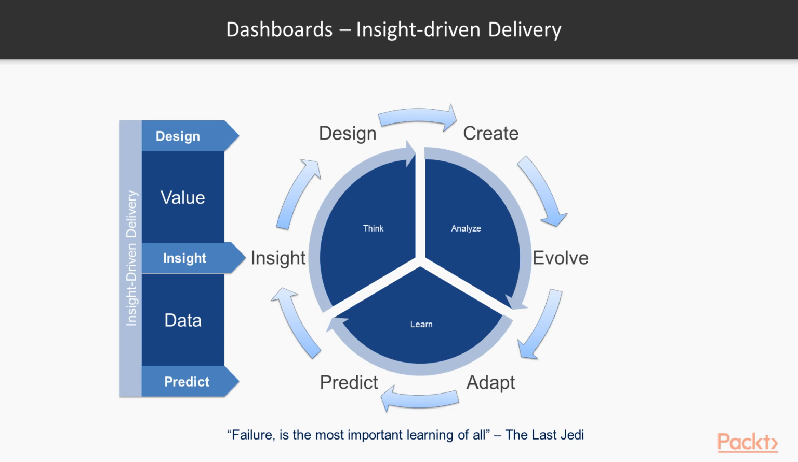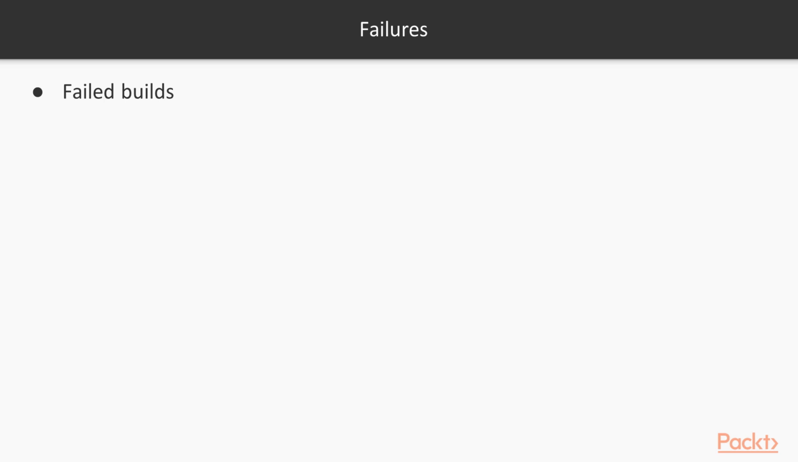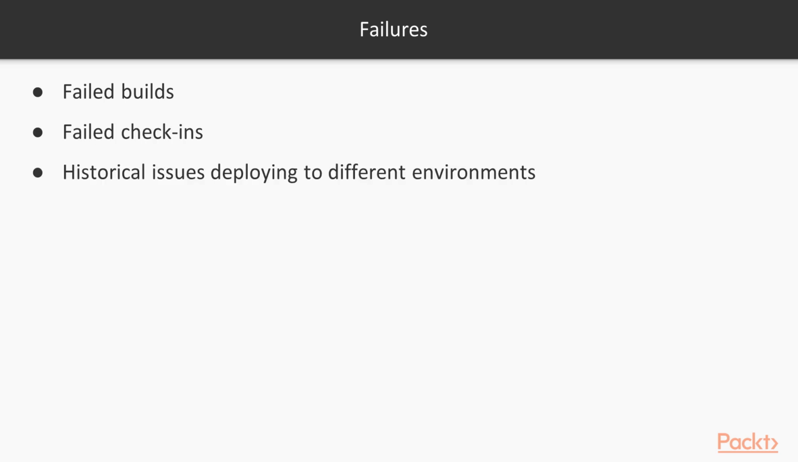Now a good quote here is: failure is the most important learning of all. One of the things which we've not looked at but we should be embracing within the Agile methodology is learning from our mistakes. Failed builds, failed check-ins, historical issues with deploying to different environments. All these failures are actually a really interesting angle. So looking at pinpoint failure analysis and the diagnosis engines that you can apply would give you an insight into avoiding these issues before, whether that's putting in new gated check-ins or some type of approach that will stop these issues going through into, say for instance, production.